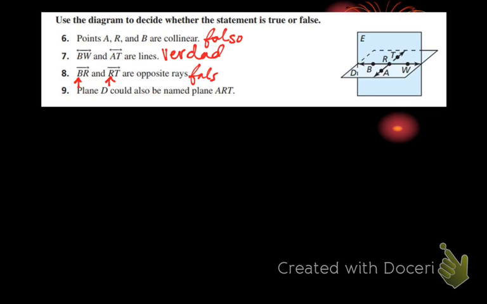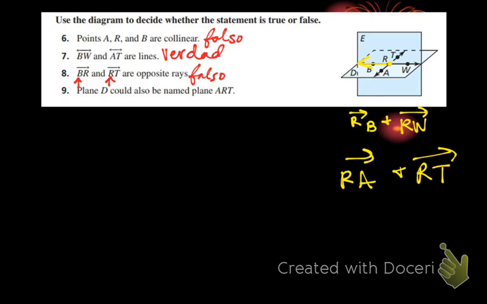So it is false because here's what you have. You have B going towards R, then you have R going towards T. So they don't have the same endpoint. Same endpoint, they would both have the letter R and go in completely opposite directions. So let's name a pair that are opposite rays. What would our endpoint be of any ray that we have? R. So ray RB, what is the opposite ray of RB? RW. We could also say RA, which would be opposite of RT.